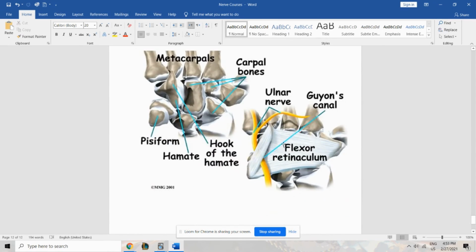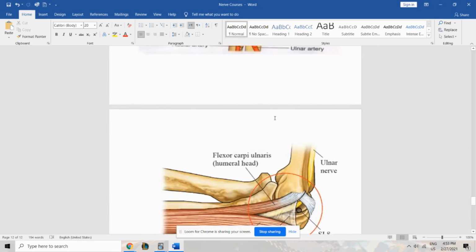And finally, in the hand, it runs into the Guyon's canal. Something important as well is that we need to know that it goes above the flexor retinaculum. And that's it for the ulnar nerve. And it's finally simple and easy.